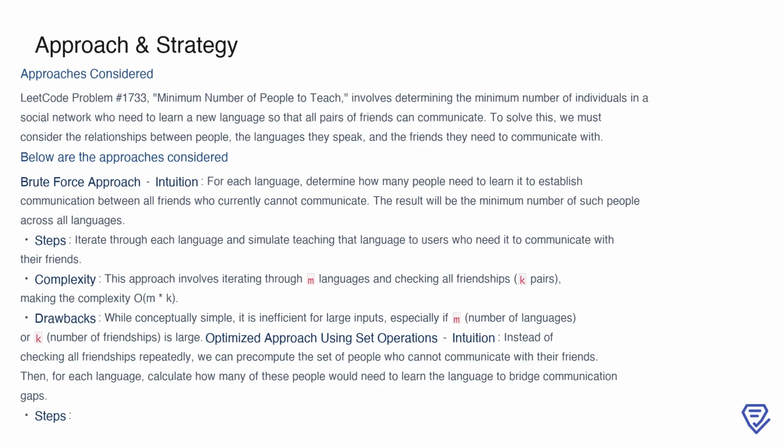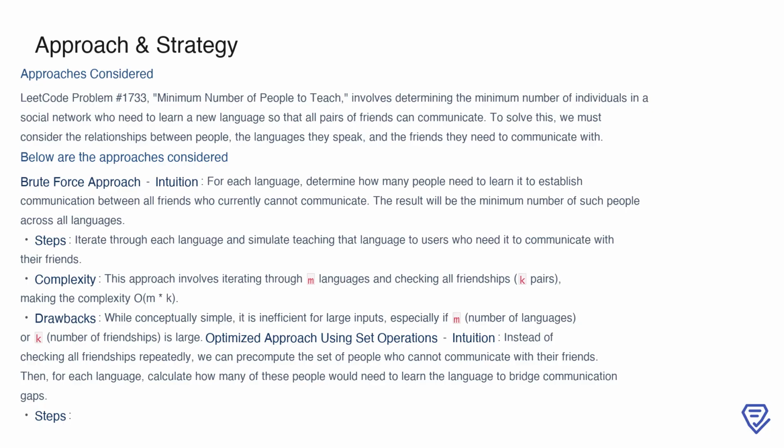Alternatively, we can use an optimized approach based on set operations. This method focuses on pre-computing the set of people who cannot communicate with their friends. For each language, we then calculate how many of these people would need to learn it to resolve communication issues.